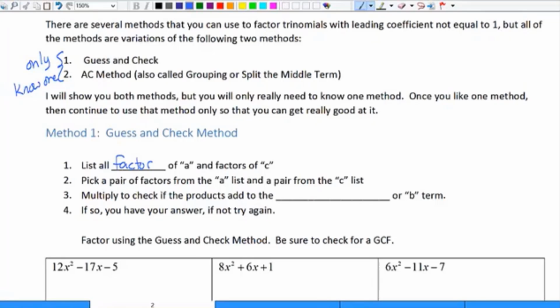So next I want you to pick a pair of factors from the A list and pick a pair of factors from the C list. And we're going to multiply to check to see if those products actually do add up to be the middle term, or sometimes we call that the B term. So, if so, then you have your answer. And if not, well, you just got to try again. That's why this is called guess and check. Clearly, if you're guessing, you might not get it right on the first try. Lastly, you need to make sure you're checking for a GCF.